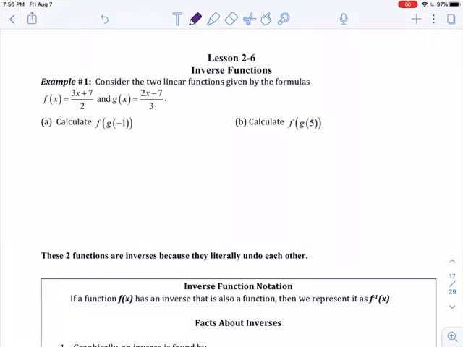Hi, Algebra 2. This is Unit 2, Lesson 6 on inverse functions. So we're going to start off by doing an example, which is a composition of functions, and that will hopefully show you what inverse functions are.